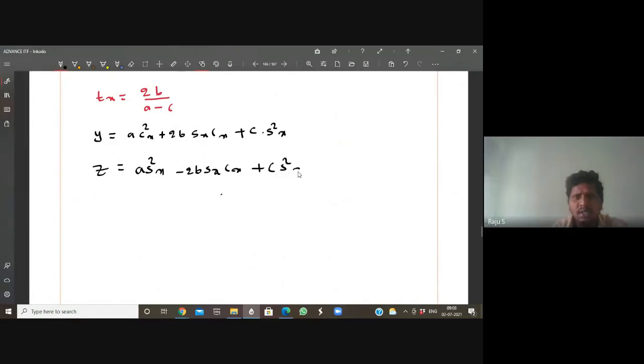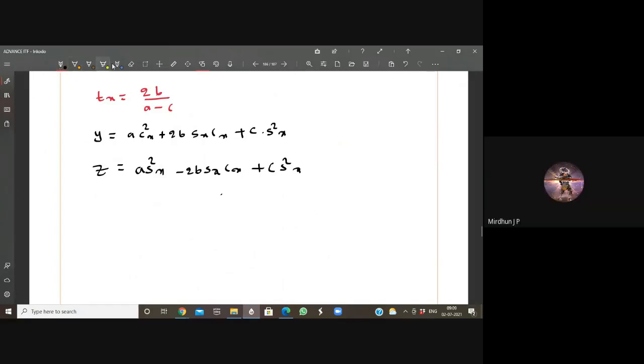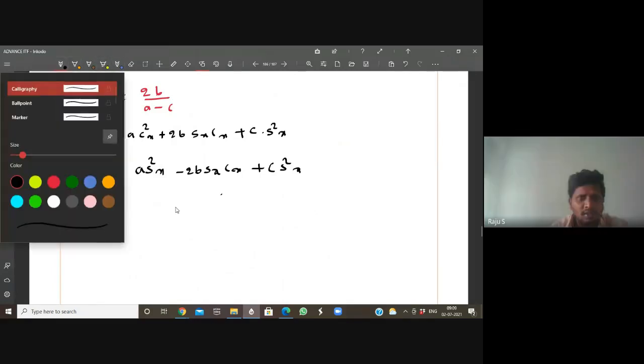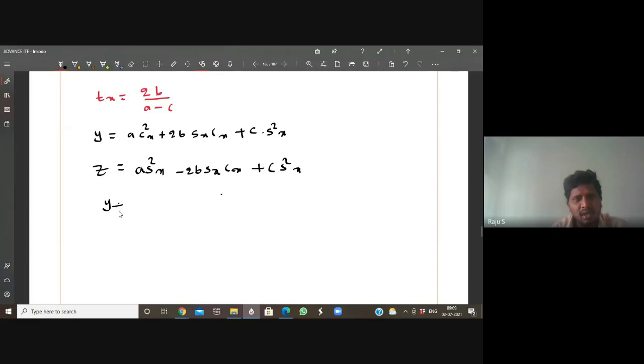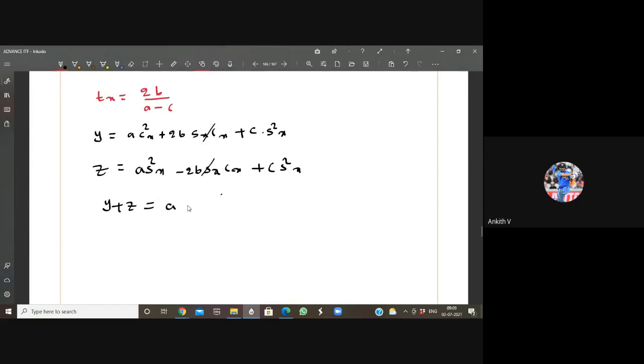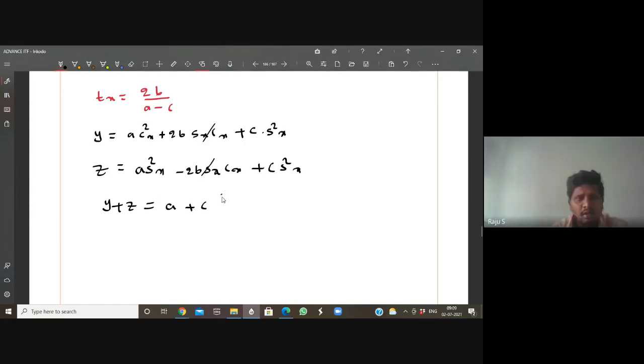Then in general, the sin x cos x will get cancelled, sir. When we are adding Y plus Z, obviously A is common here. Cos square plus sin square is 1, and these two will become cancelled. So it will become A plus C, sir. Okay, Y plus Z is equal to A plus C we will get.